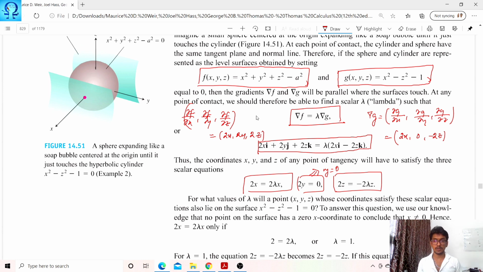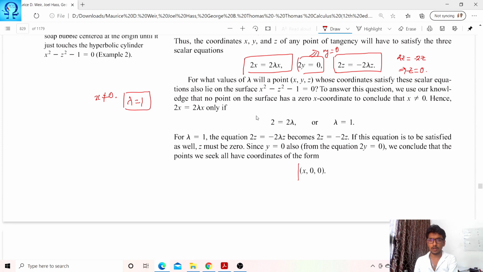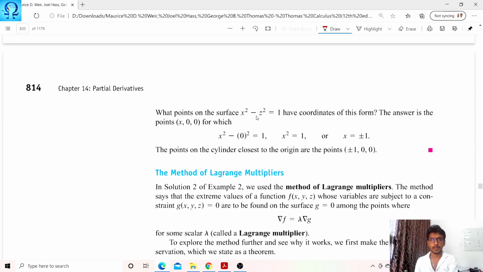If my x quantity is not 0, this very well tells me that my lambda has to be 1. If I plug in my lambda value as 1, here I get 2z is minus 2z, and that forces z is 0. So we get the point: x is not 0, lambda is 1, z is 0, so you are going to get (x, 0, 0).